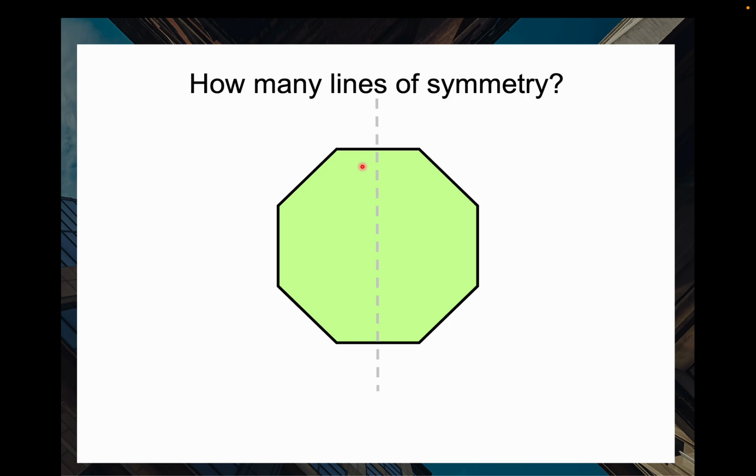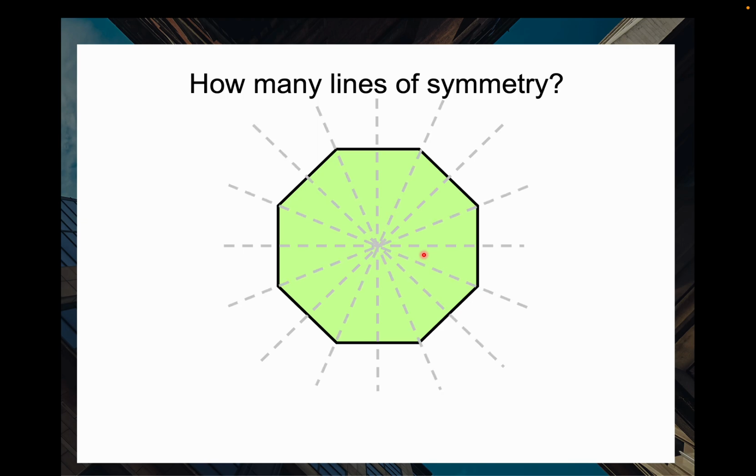So the first line of symmetry will be this. As you can see, this part of the shape perfectly fits that part. And this one, the second line of symmetry, third, fourth, and the final one. So we have here 8 lines of symmetry. We do know that we can basically cut this using lines into 8 pieces that fit perfectly to each other.